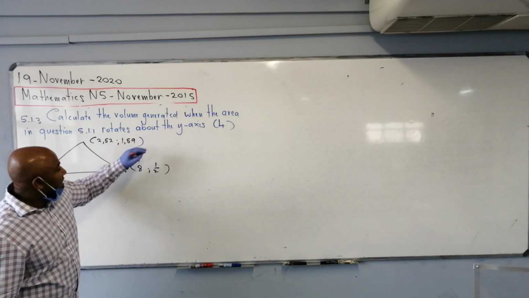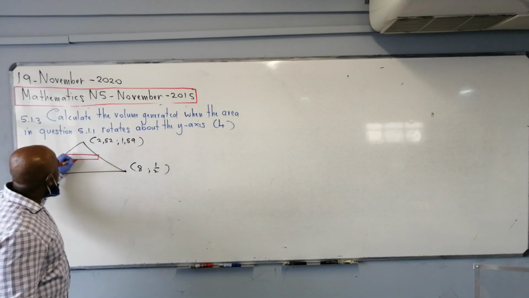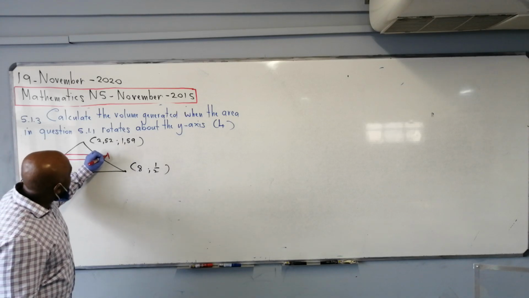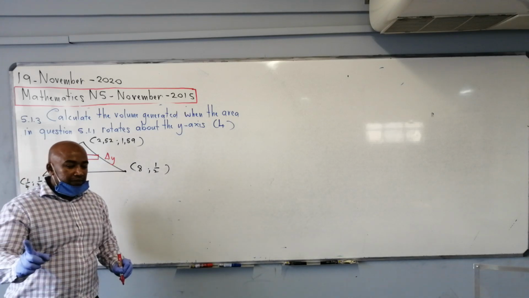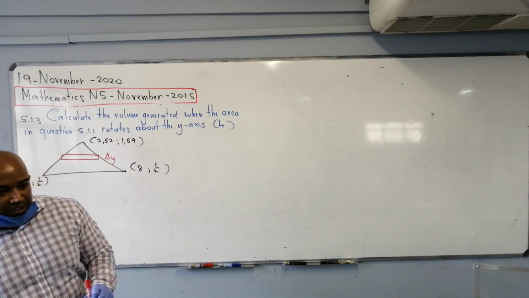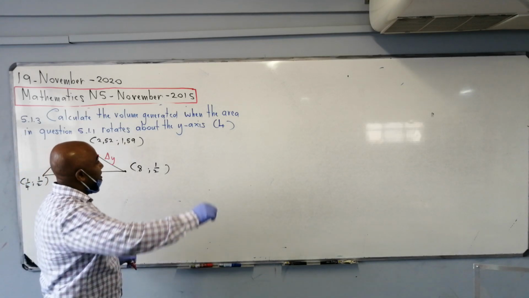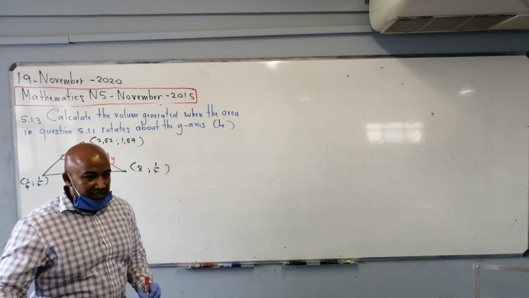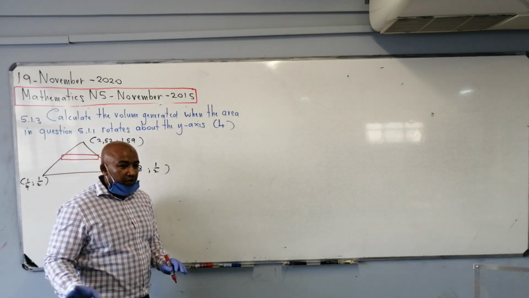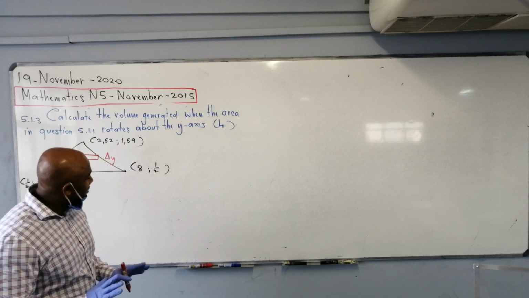So we will stick with, if it rotates about the y-axis, then we are using delta y. Sorry, my mistake. In N5 level, you will not be able to use the other method, which is the disk method. So if the question states rotates about the y-axis, you must use delta y. You don't have a choice here. Only in N6 you can use the other option.